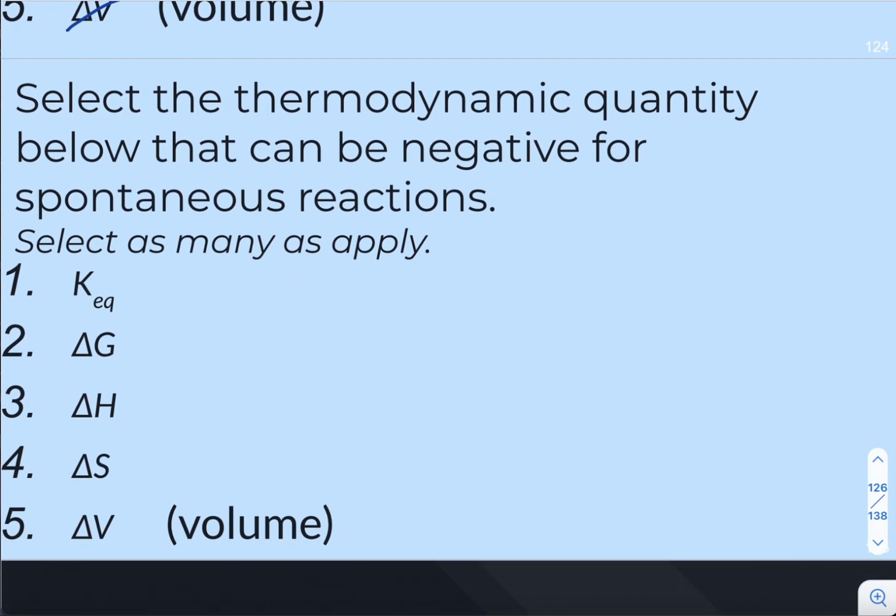So which of these can be negative for spontaneous reactions? We just said K can never be negative, so we know that's not true. Delta G has to be negative if it's spontaneous. Delta H and delta S can be, and delta V, change in volume, can be.